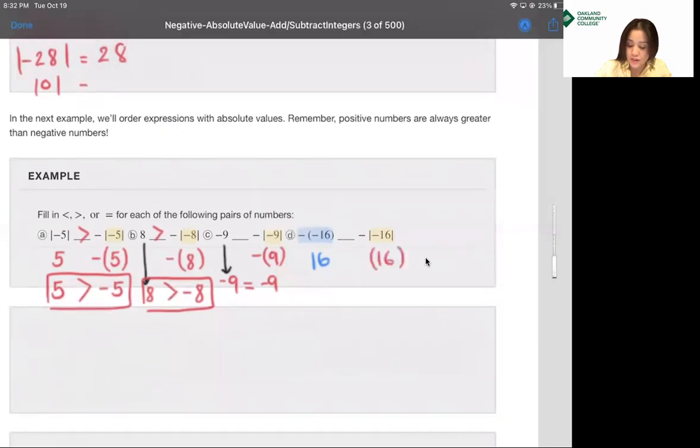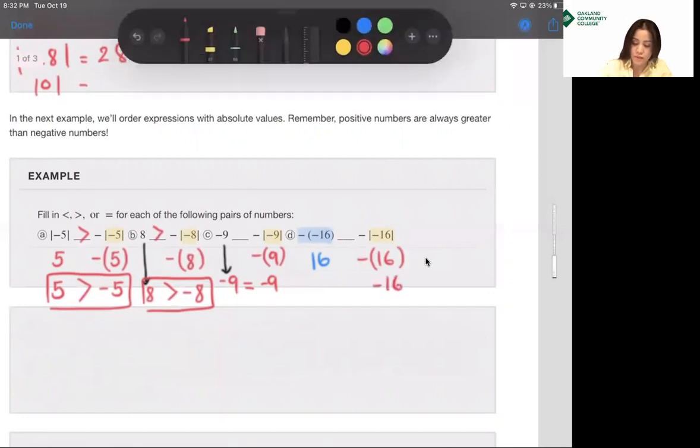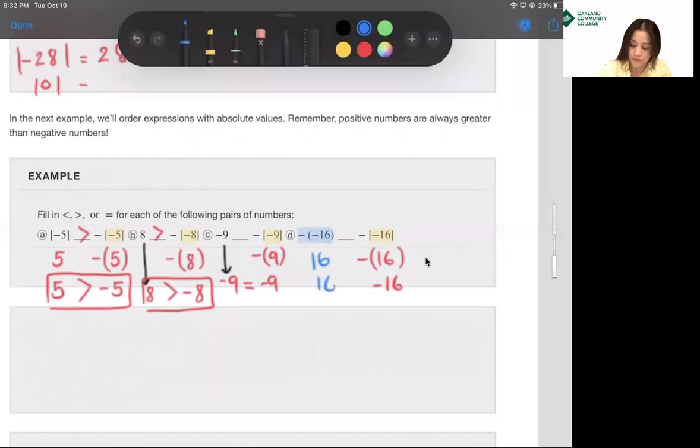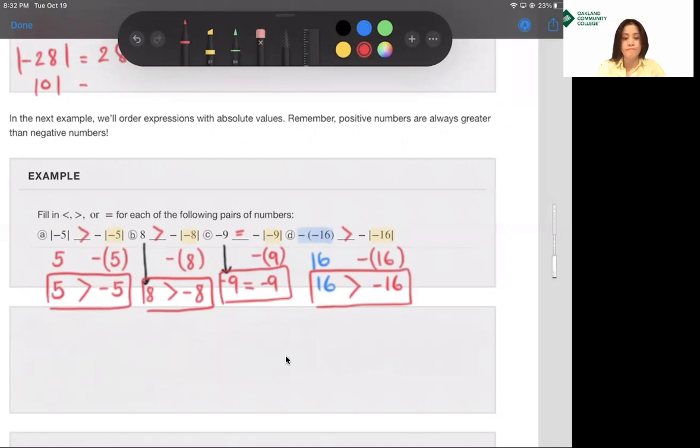And then there's a negative outside, so it'll be -16. And then I have to bring down the 16 on the left. And now we compare. 16 is certainly bigger than -16. Let me put it right here.